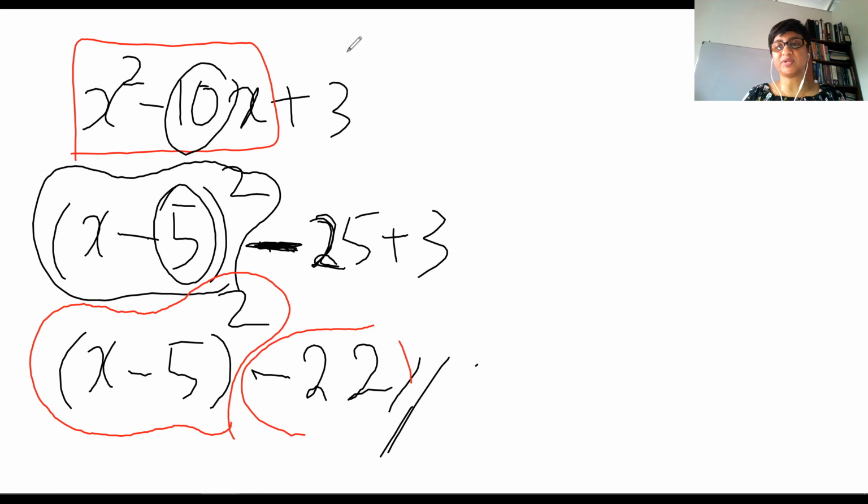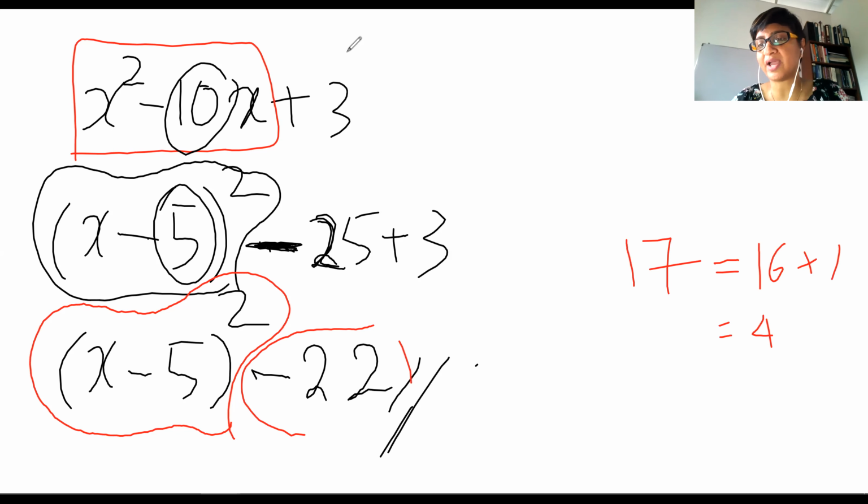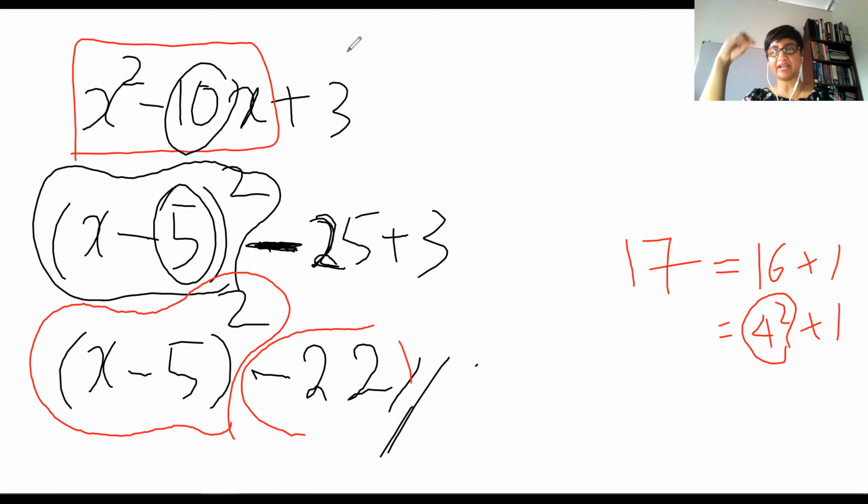It's like with numbers. If you want to write 17 in terms of a perfect square, you can write this as 16 plus 1. So that is 4 squared plus 1. This is the perfect square. Plus 1 is just hanging there. It's additional. Oh, I got it.